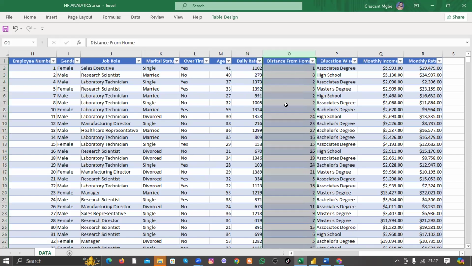The next one is the distance from home. They want to know where you live, your address. I believe you all know this one, no need explaining.